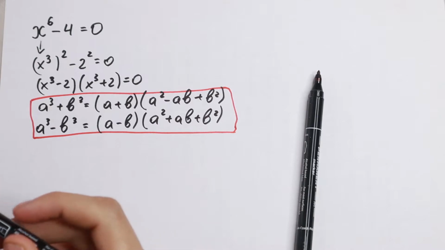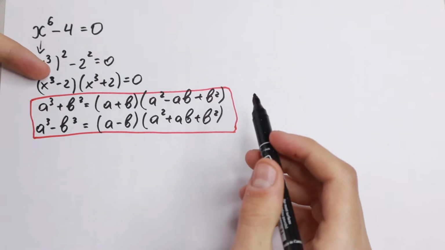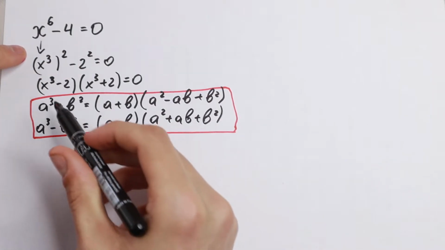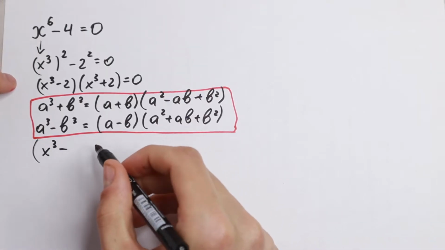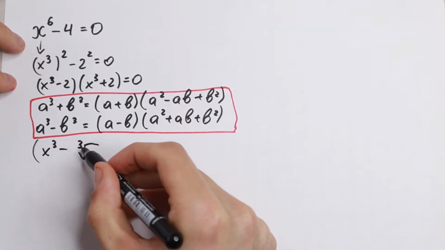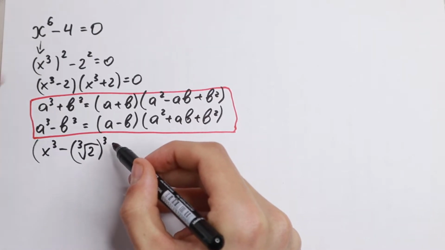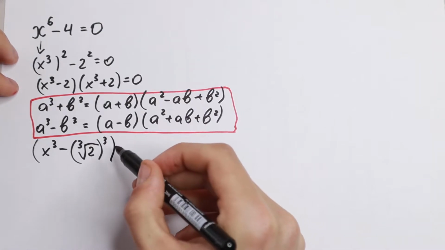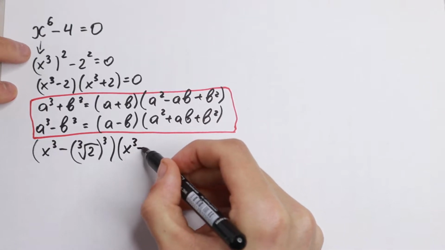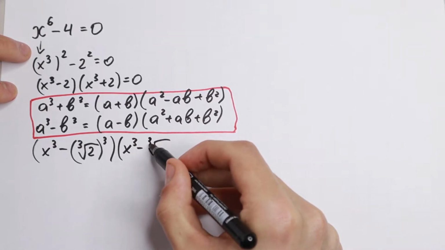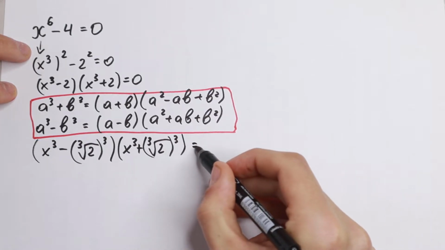So why do we need this formula? Because we can write these parentheses as a difference of cubes, but in our case we need to create a cube right here, but we have 2. So let's write these parentheses as x cubed. But this 2 we can write as the cube root of 2 to the 3rd power. And this will be the same as this parenthesis, and let's do the same thing. Let's use the same logic: x cubed minus the cube root, or right here plus the cube root of 2 to the 3rd power equal to 0.